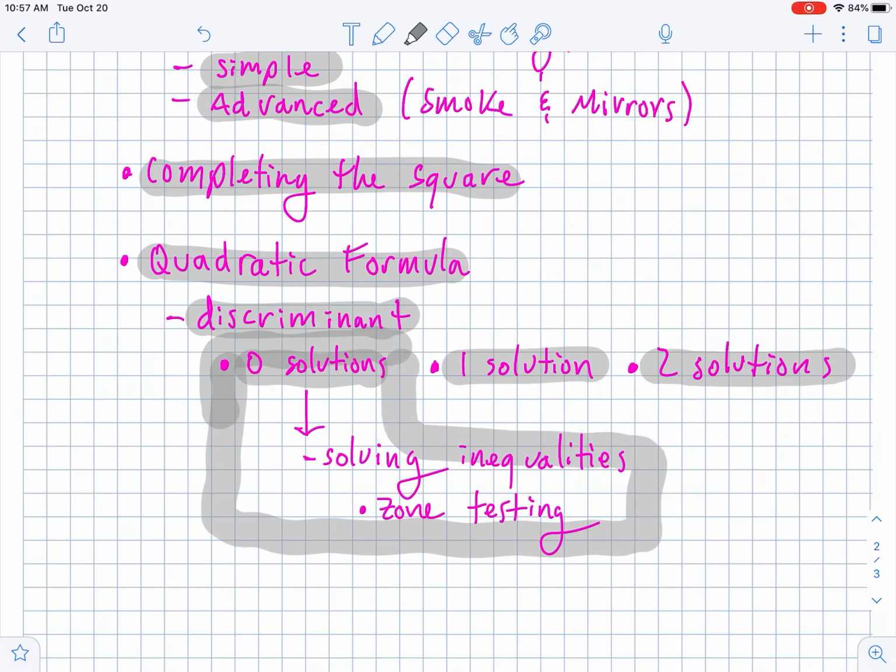Just with this 0 solution situation, that means that the discriminant was negative or was less than 0. I guess with all 3 of these you could use solving inequalities, which involved zone testing. I highly encourage zone testing every time there's an alligator involved with a quadratic.